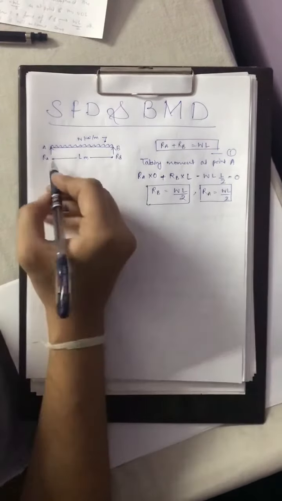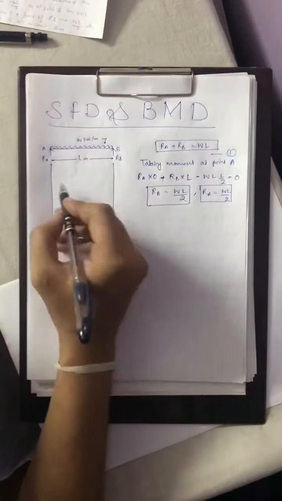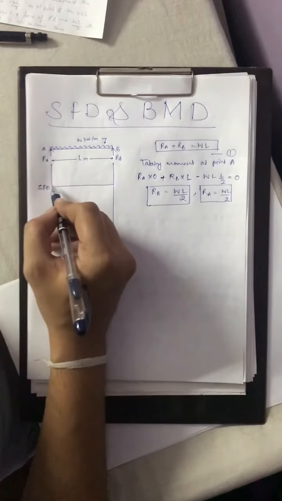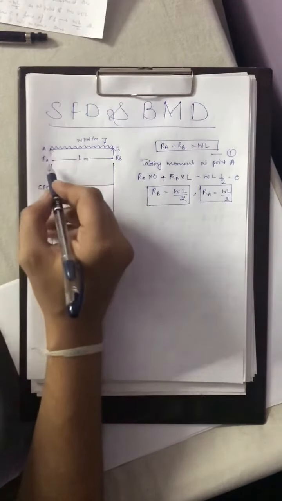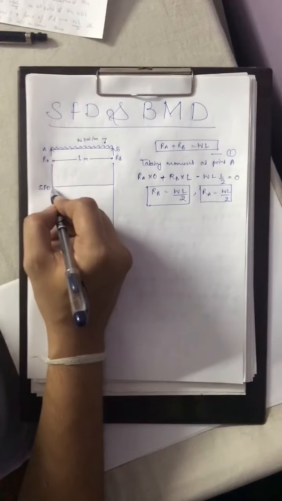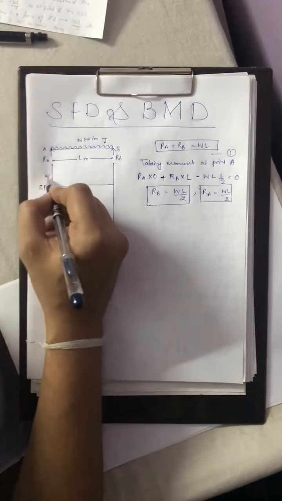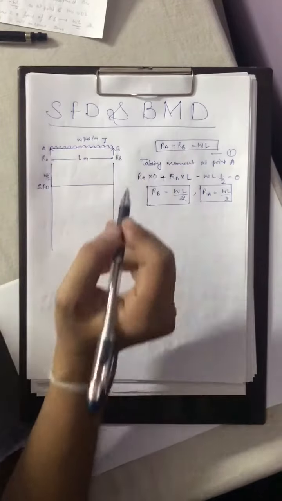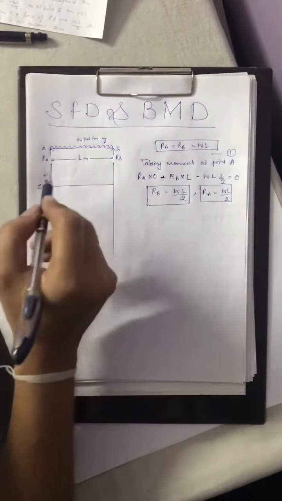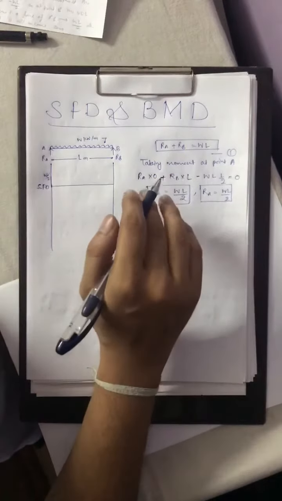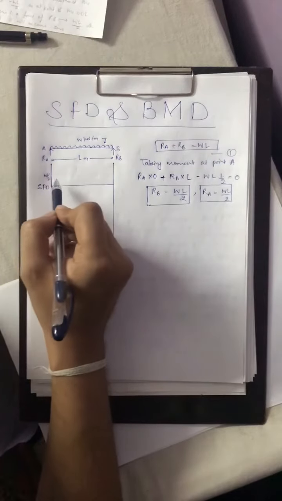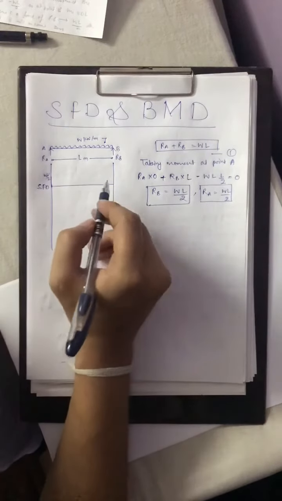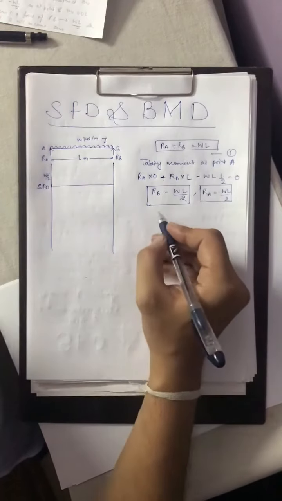So let's draw the SFD of the beam. We take a reference line for the SFD, and we start from point A. We have the reaction RA at point A and the value of RA is WL by 2, so it will go upward from here by WL by 2, and it will go straight, linearly, up to point B. Because of the UDL acting on this beam and no other load, the shear force diagram will go linearly up to B, and I will explain how.